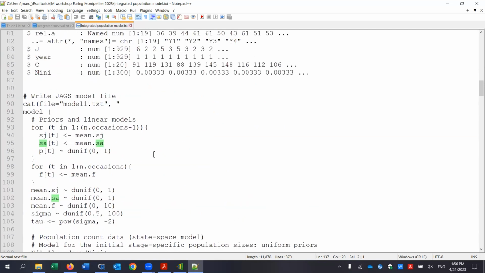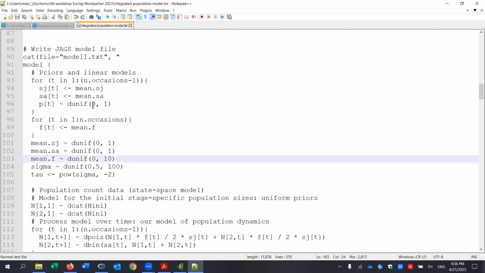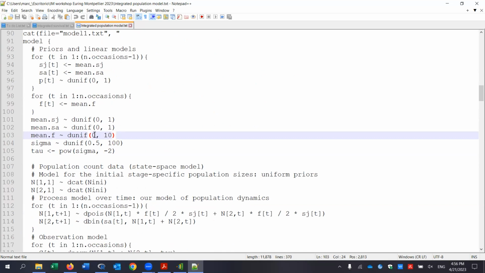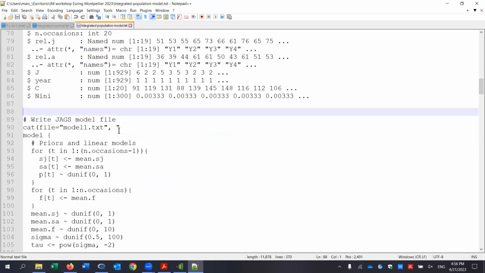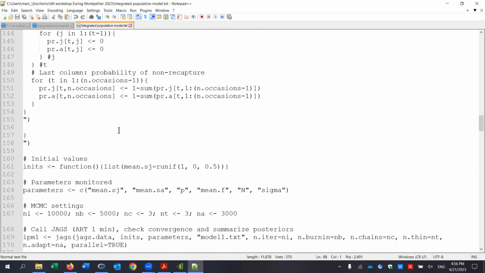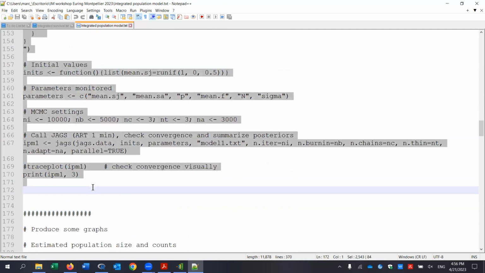What else? We also give some priors. Well, first I make all the parameters constant, and then we give some priors here also that are assumed to be vague. Then we run the model.